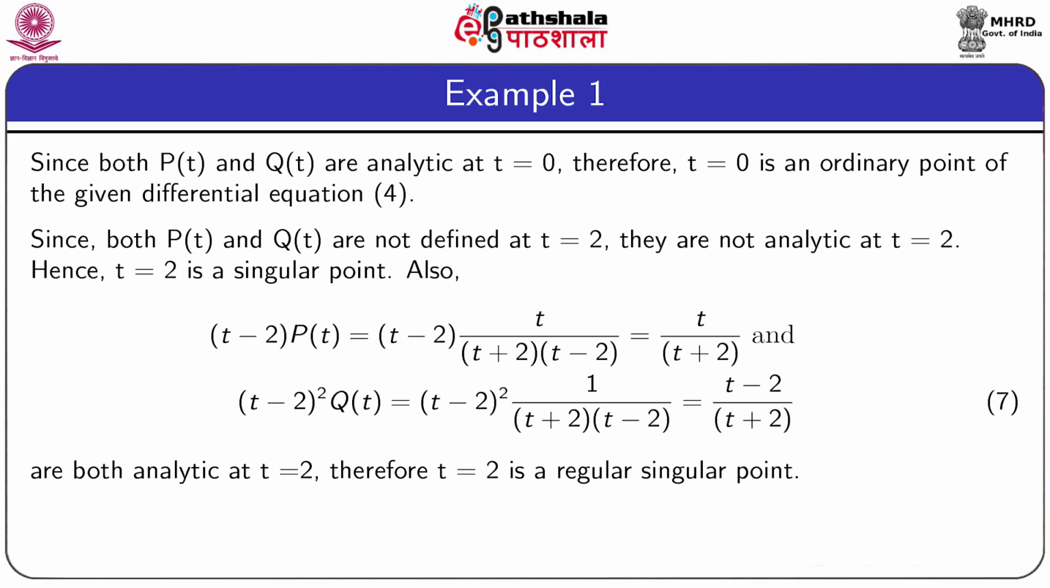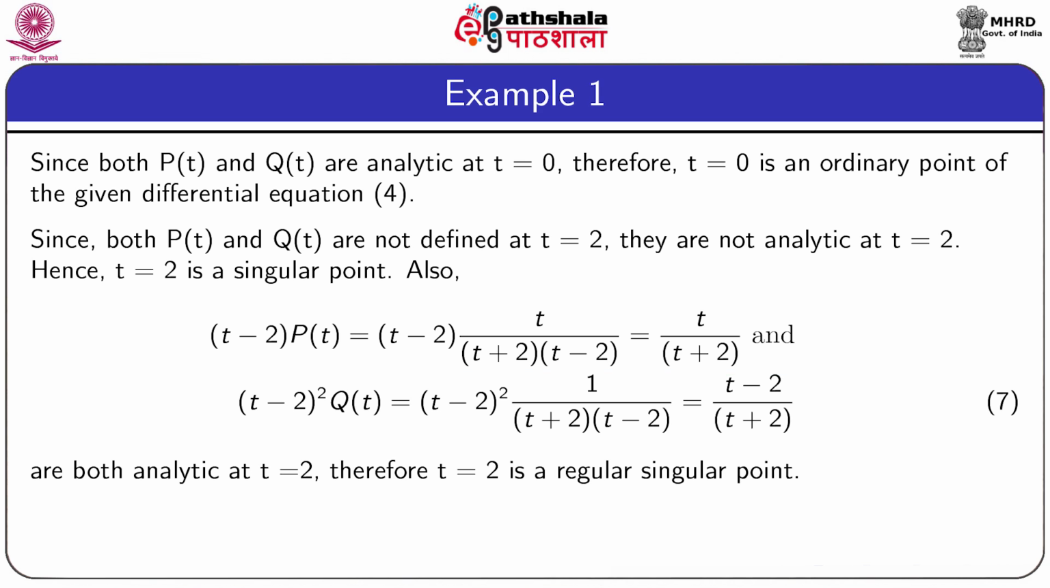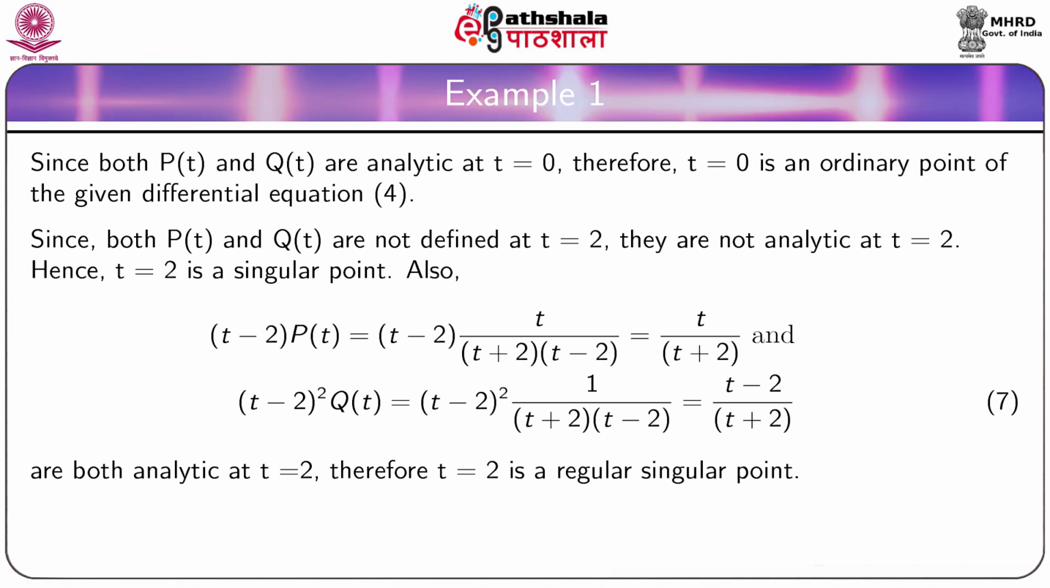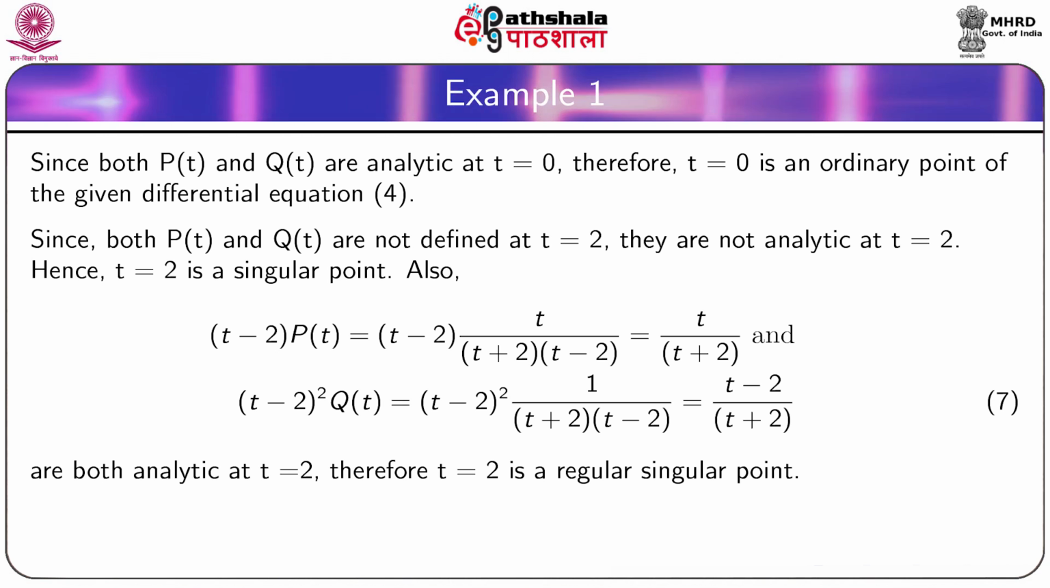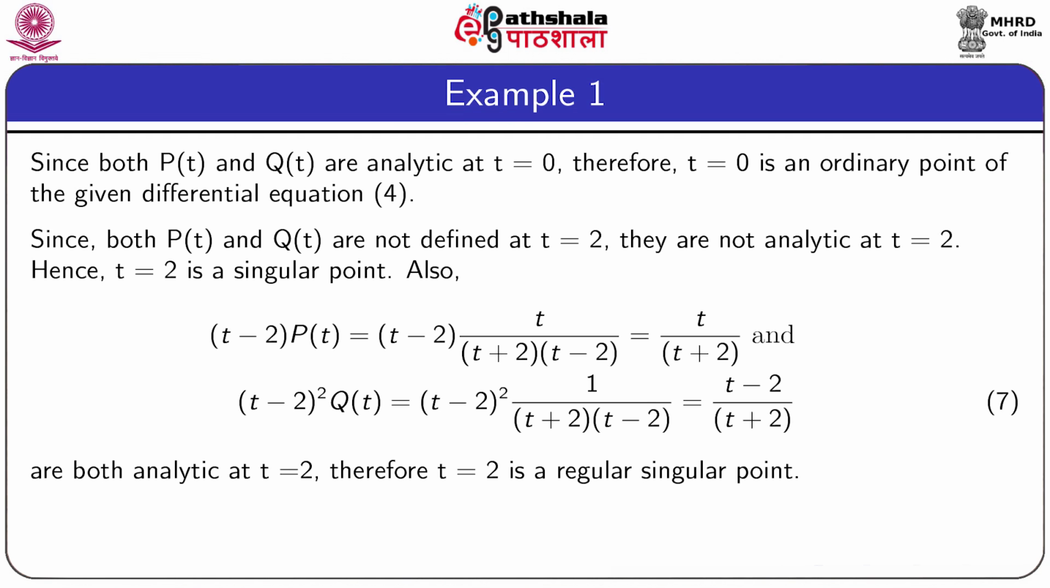Also, we calculate (t minus 2) multiplied by p(t), which is equal to t by (t plus 2), and (t minus 2) whole square q(t) is equal to (t minus 2) divided by (t plus 2), given by expression 7. Now, if we put t equal to 2 in these two expressions, the denominator is not zero, so they are not undefined, and hence they are both analytic at t equal to 2. Hence we conclude that t equal to 2 is a regular singular point.